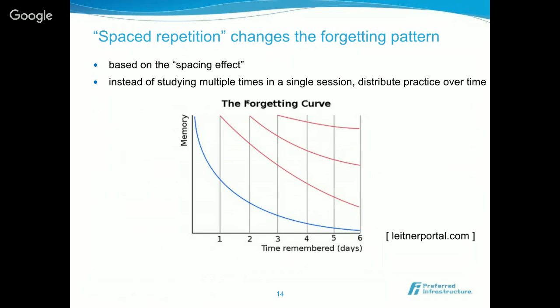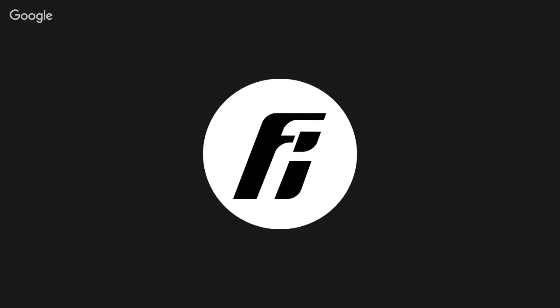A first method to combat forgetting is the so-called spaced repetition technique, which is based on the spacing effect. It basically says that you're better off distributing your practice over time rather than studying multiple times in a single session. And on the figure is shown in blue the original forgetting curve from Ebbinghaus experiment, in case no review was made whatsoever. And the red curves depict how memory fades in case of 1, 2, or 3 reviews. And we can see that the forgetting pattern is improved.